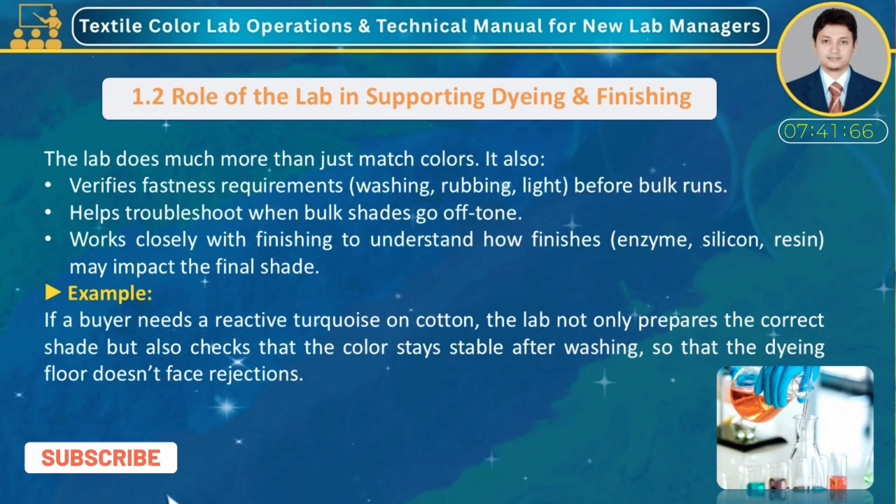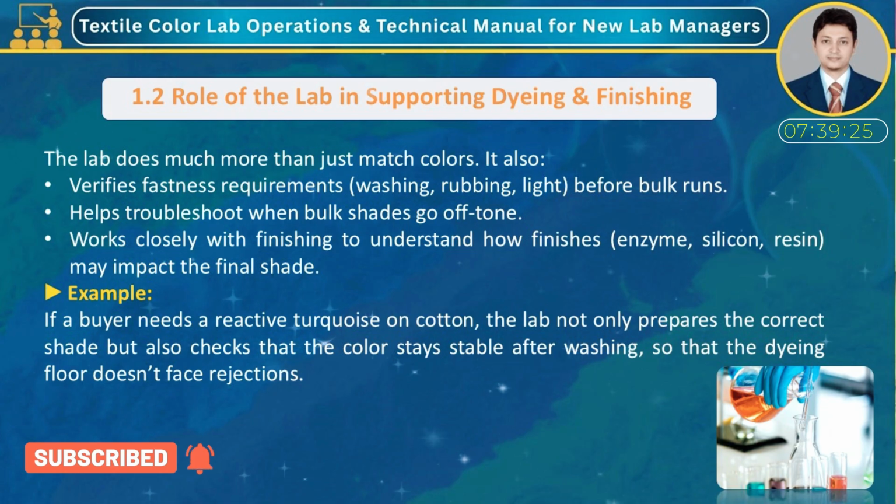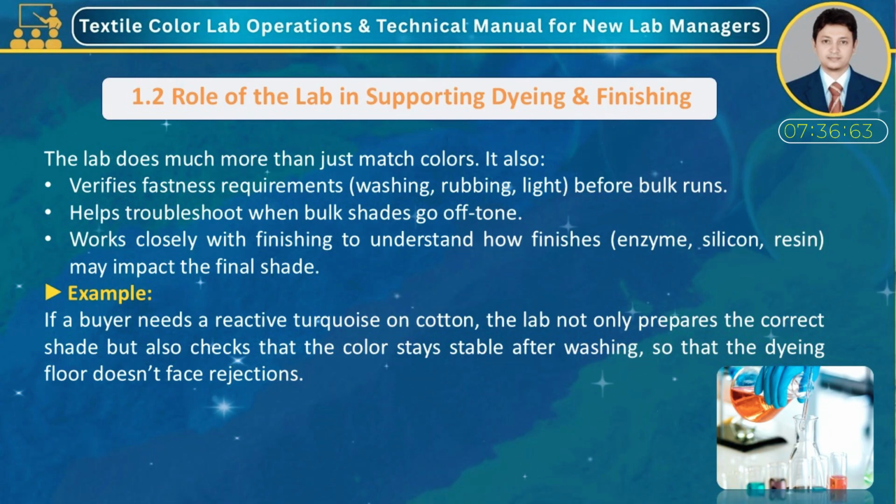1.2 Role of the lab in supporting dyeing and finishing. The color lab does much more than simply matching shades. It plays an active role in ensuring overall product performance and production stability. Before bulk dyeing starts, the lab verifies critical color fastness requirements, such as washing, rubbing, and light fastness, to ensure the shade will meet buyer standards. The lab also supports production by troubleshooting when bulk shades go off-tone. By analyzing the root cause, the lab helps correct issues quickly and prevents further losses.